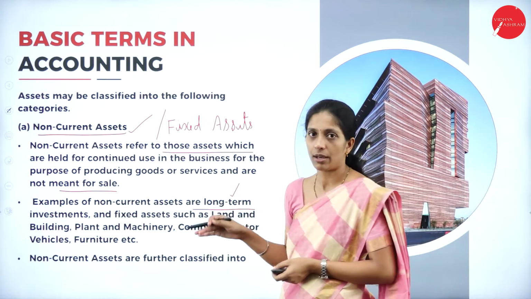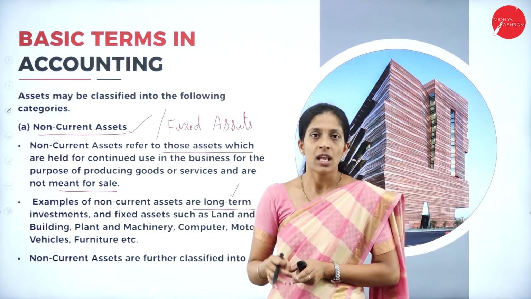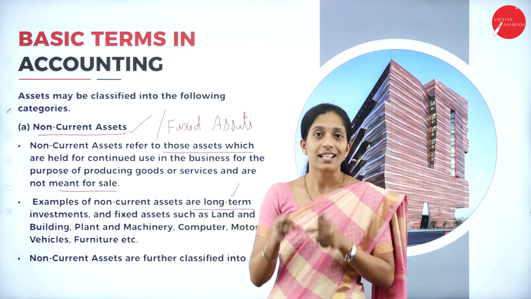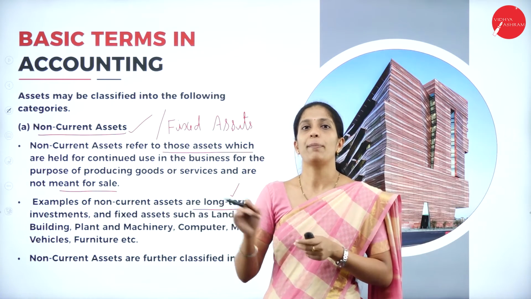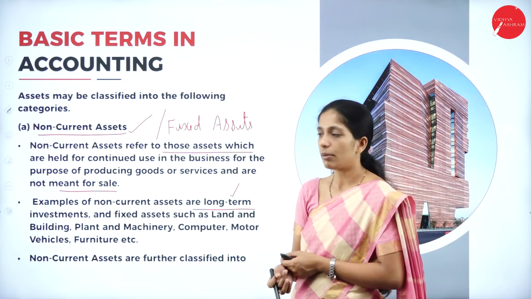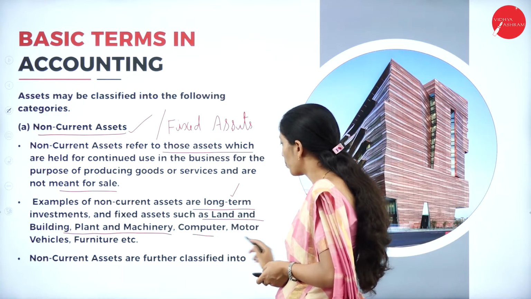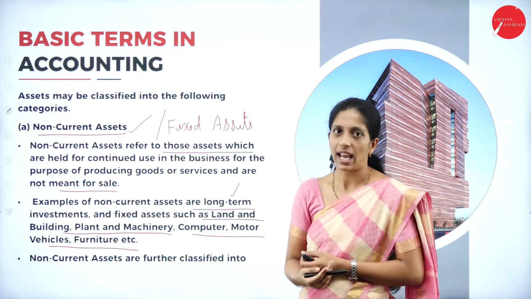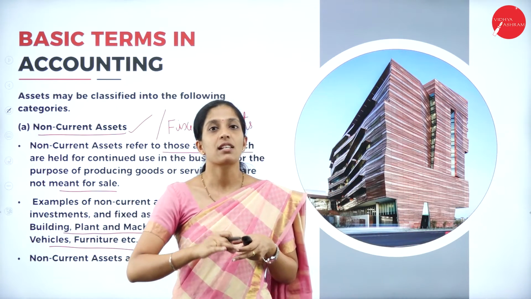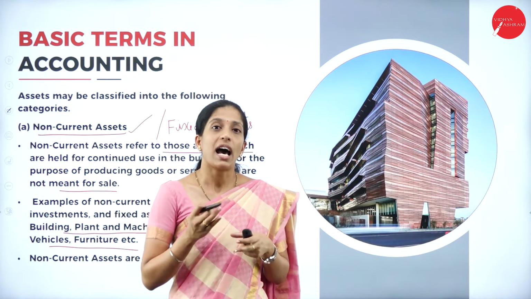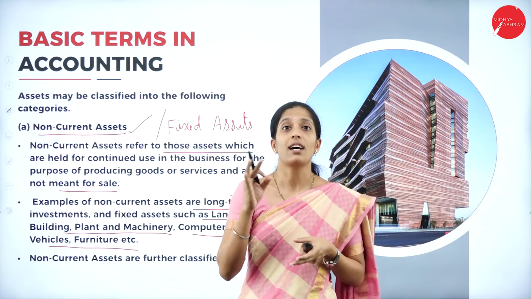Examples for non-current or fixed assets are long-term investments. See here the word long-term: fixed assets are there for a longer period of time, where these assets are not meant for sale in the business. For example, long-term investment and fixed assets such as land and building, plant and machinery, computer, motor vehicle, furniture, etc. If you purchase this asset once, those assets will be there in the business for a longer period of time. Unless it has to be sold, only then will the asset be sold.